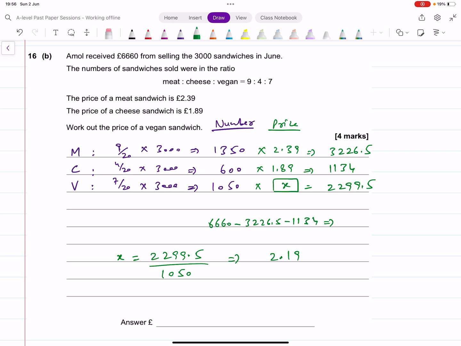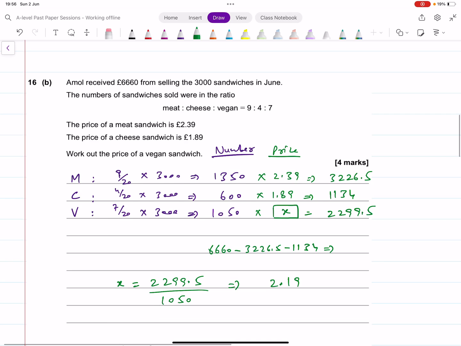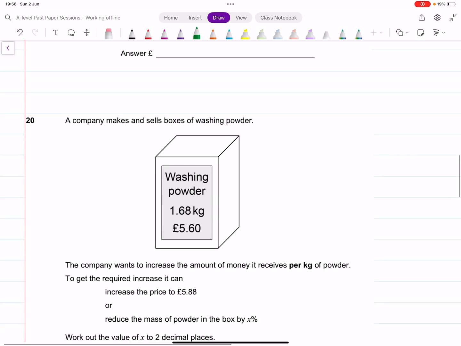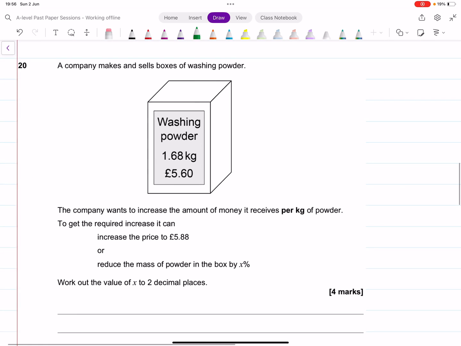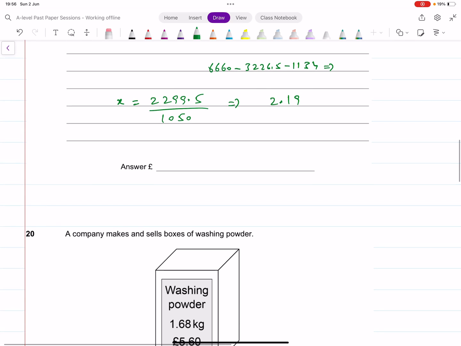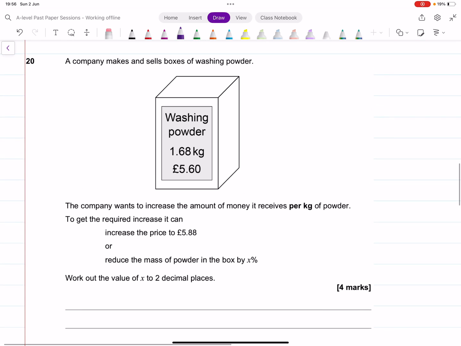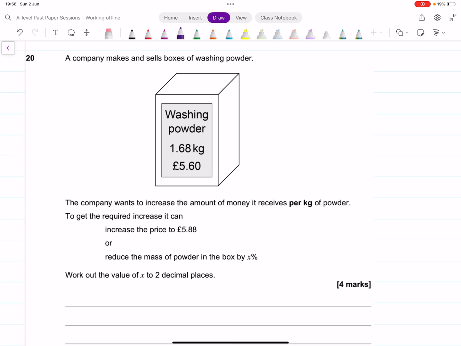Okay, let's move on. This was question number 16, part B. Okay. Now it says a company makes and sells boxes of washing powder. Let's actually write that number down here. This is 2.19. A company makes and sells boxes of washing powder. The company wants to increase the amount of money it receives per kg of powder.